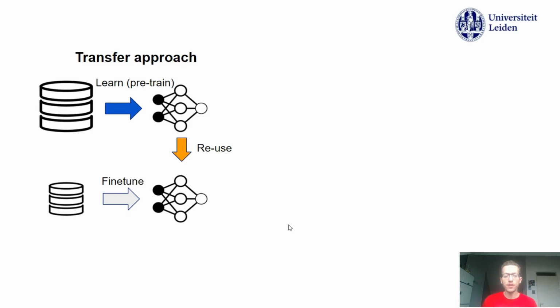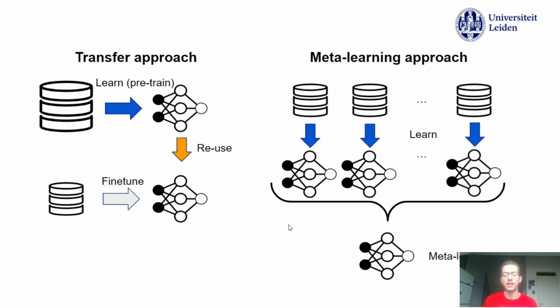Now, another approach which has been gaining a lot of attention recently is the meta-learning approach. In the meta-learning approach, we are presented with different tasks, and the idea is that we want to distill some kind of prior that helps us to learn similar tasks more efficiently.